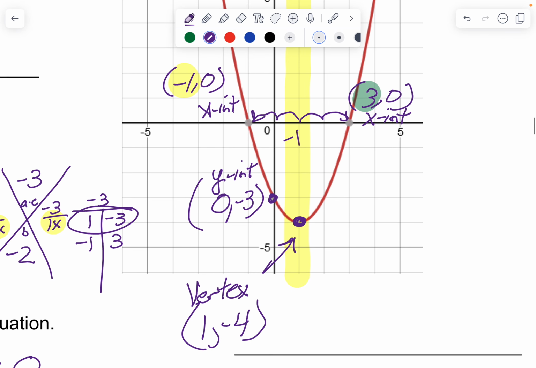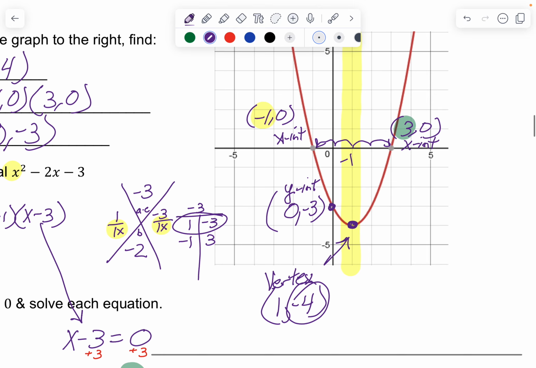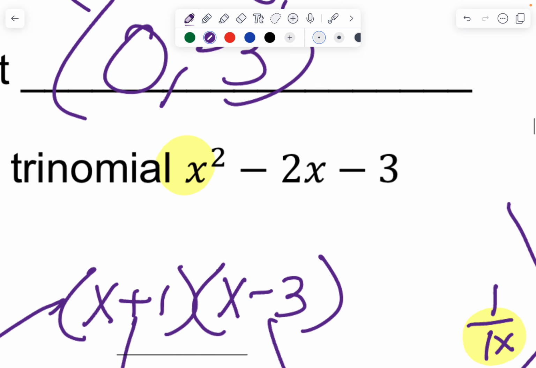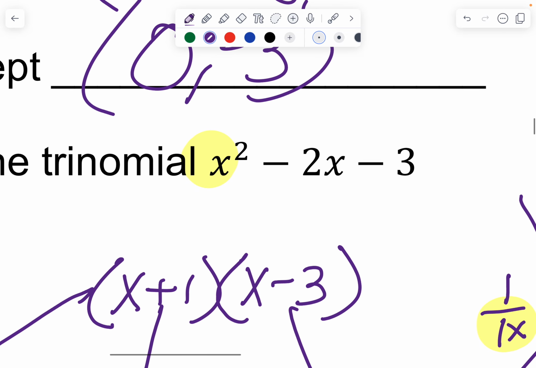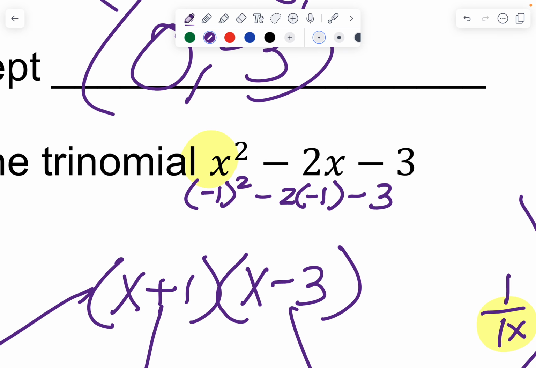In order to find out how we get an answer of -4, we would have to plug that into the equation. So if I go all the way to my original equation here, and I put the -1 in for x, and I just simplify and do the math. -1 squared is a +1. -2 times -1 is a +2. And then we have a -3.